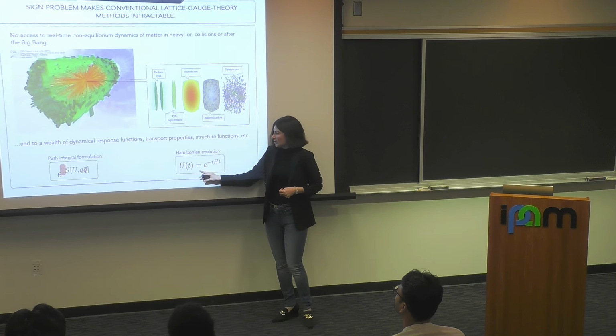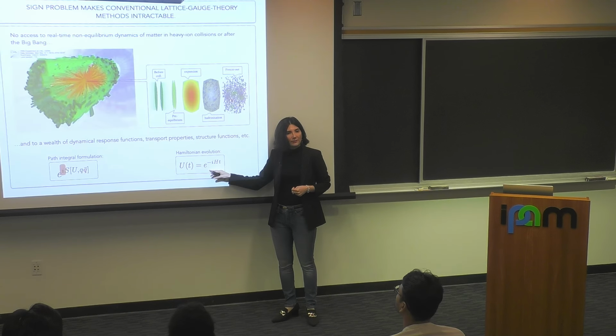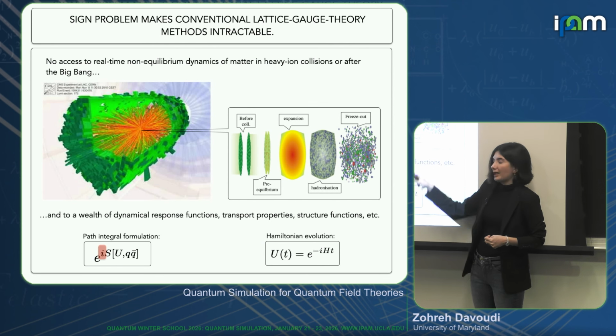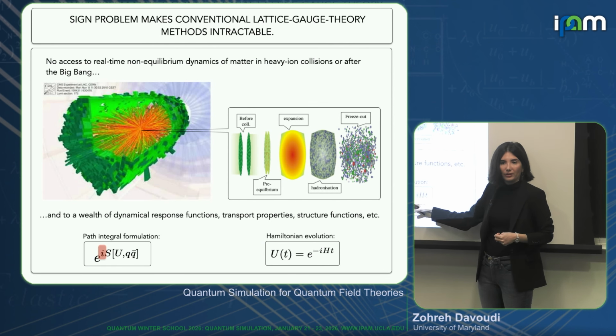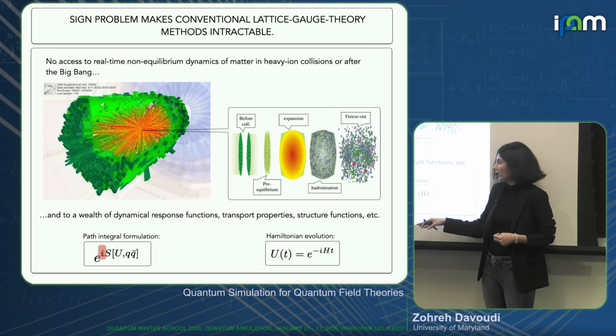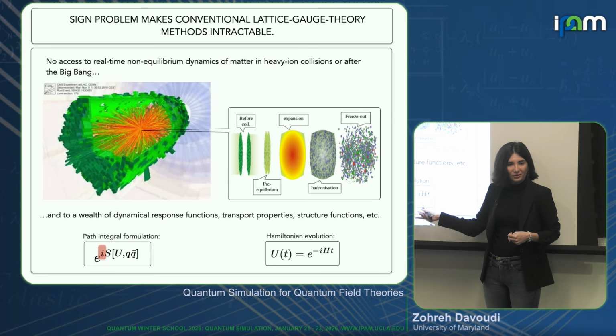Obviously, for these real-time dynamics problems, it's better to think about Hamiltonian language. e to the minus iHt is the time evolution operator. Give me the initial state, I hit it with this unitary operator, and I tell you what the final state is, or at least some properties of the final state. That's the most natural way to describe these real-time processes. But obviously, the reason that we don't do that is the same with every problem, right?